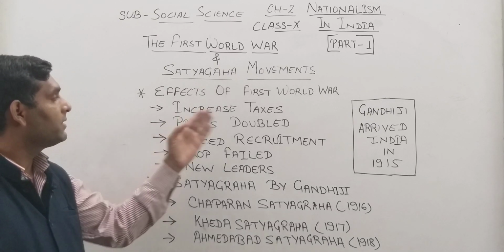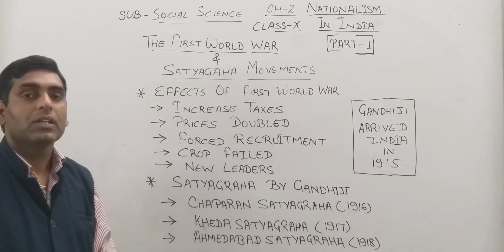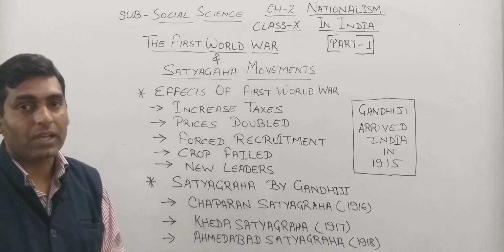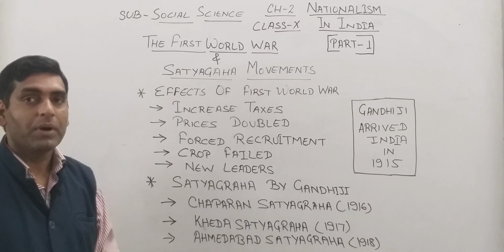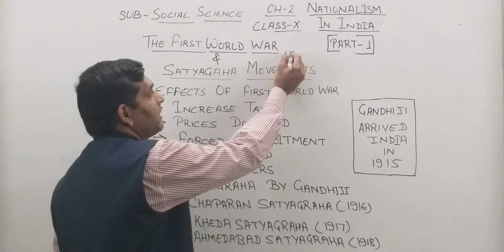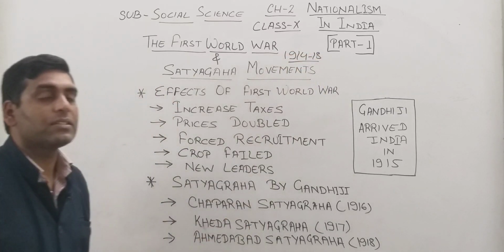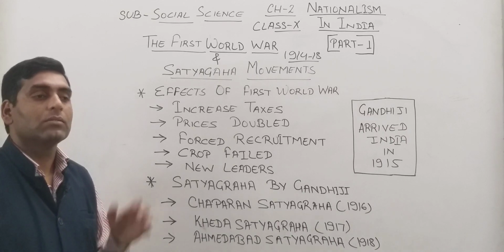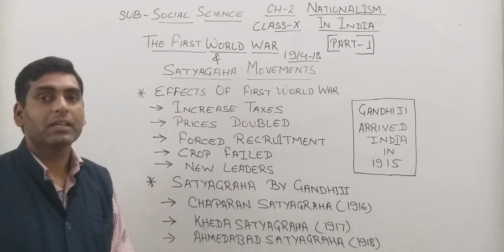First, increased taxes. To meet the war expenditure, the Britishers introduced high taxes in our Indian society. Already they were taking taxes from Indian people, but during the period of the World War, from 1914 to 1918, they increased taxes continuously, and they imposed new types of taxes during this period, like income tax.